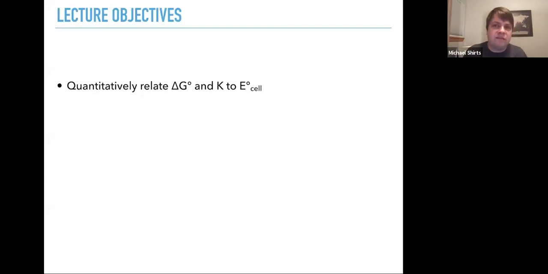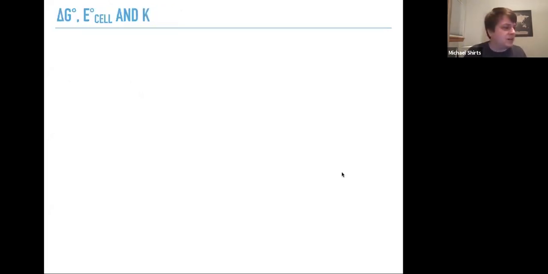So in this next segment, we're going to start to make some of these calculations more quantitative, especially establishing a relationship between the standard state free energy and the equilibrium constant and the standard potential of the cell. We've been talking a lot about when things are spontaneous or not, and this is the same conversation we just had with delta G and K, right? So there should be some relationship. So what is the relationship between them?